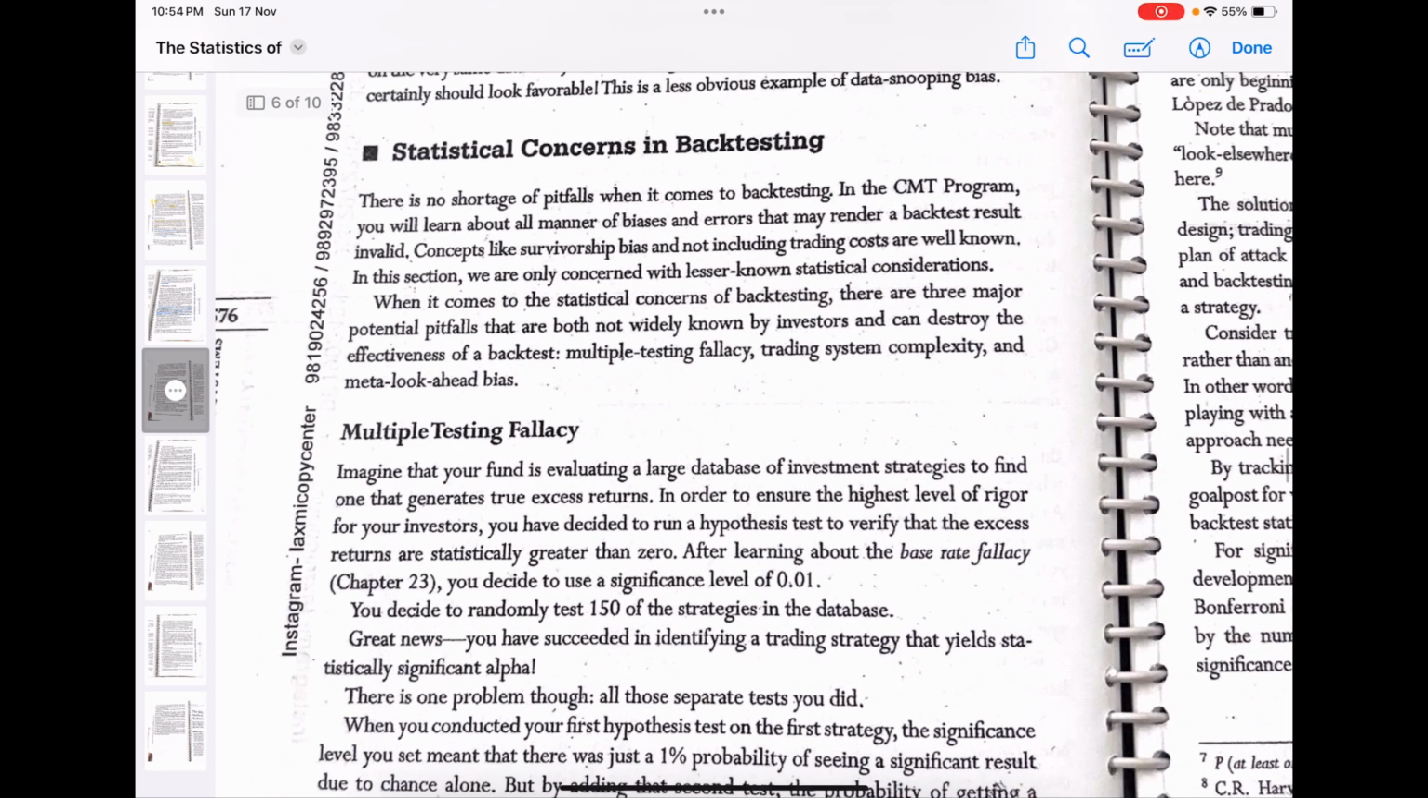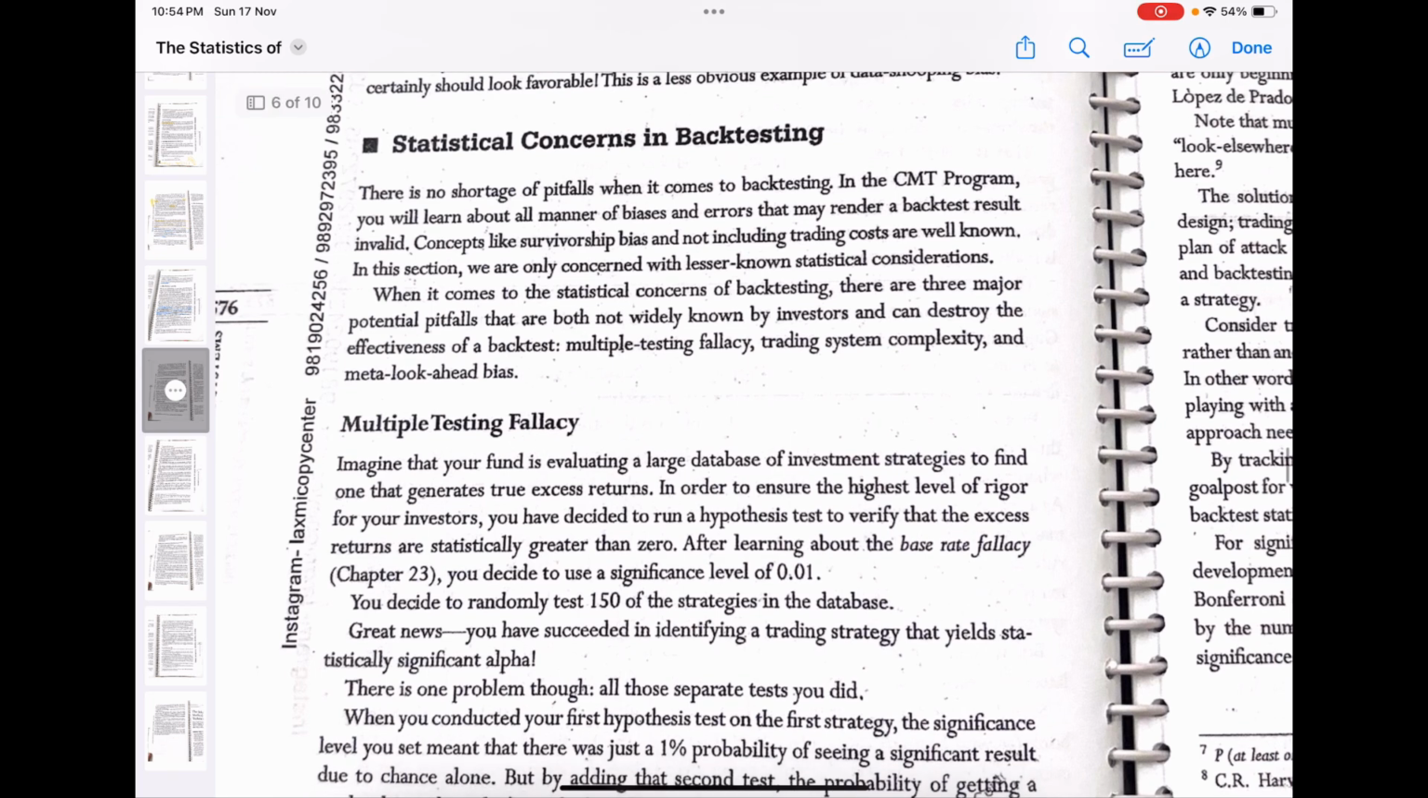Now let's talk about the statistical concerns in backtesting. There is no shortage of pitfalls when it comes to backtesting. In the CMT program, you will learn about all manner of biases and errors that may render a backtest result invalid. Concepts like survivorship bias and not including trading costs are well known. In this section, we are only concerned with lesser known statistical considerations. There are three major potential pitfalls, not widely known by investors, that can destroy the effectiveness of a backtest: multiple testing policy, trading system complexity, and meta look ahead bias.